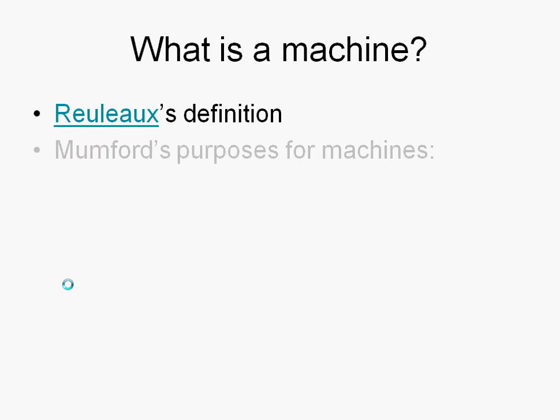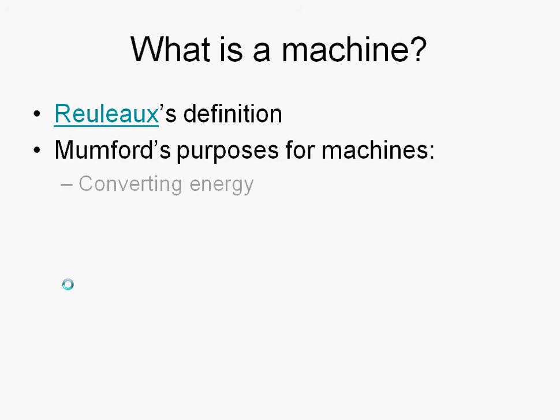So Mumford brings up some purposes for machines, and I want to go through these, mention each one, and give one example. First one is for converting energy. The simple example of a machine used to convert energy is the water wheel, which converted the energy of a swift-moving stream or river into the mill that used to grind, or later on into factories where textile machines were run by water power.